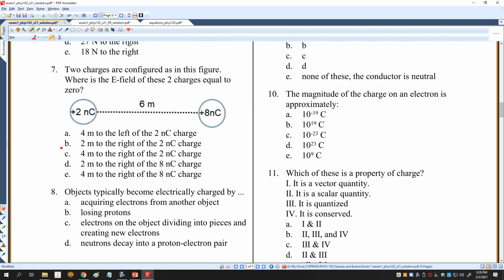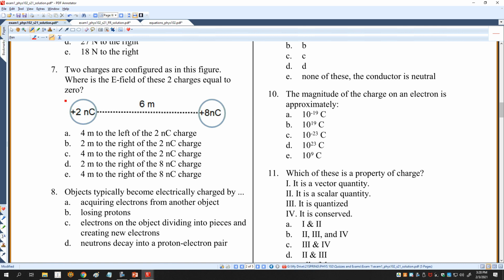Two charges are configured as in this figure. Where is the E field equal to 0? Okay, so this is a good problem. I really like this problem. You should be able to discern the answer without actually doing any math. If you start trying to look at the math, it gets a little hairy. And I'll give you more space on this. Let me write that down. So number 7, I'll give you more space.